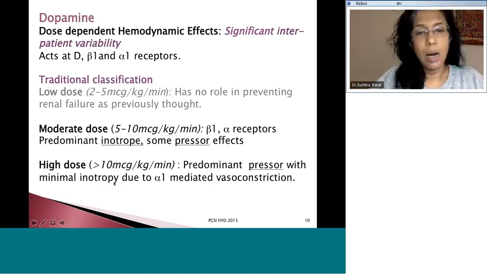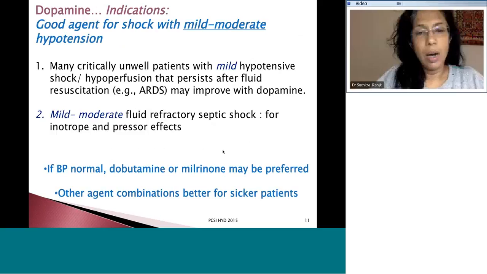Most practitioners, when they don't know what's going on, would like to use dopamine at a dose of 5 to 10 because it has some inotropy and will prop up blood pressure because of a pressor effect. It is a good agent for shock with mild to moderate hypotension in the ICU, for example a patient with ARDS with hypotensive shock that persists after fluid resuscitation.